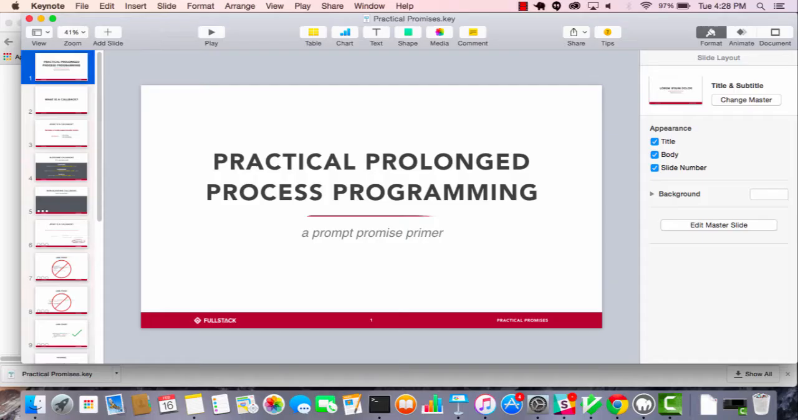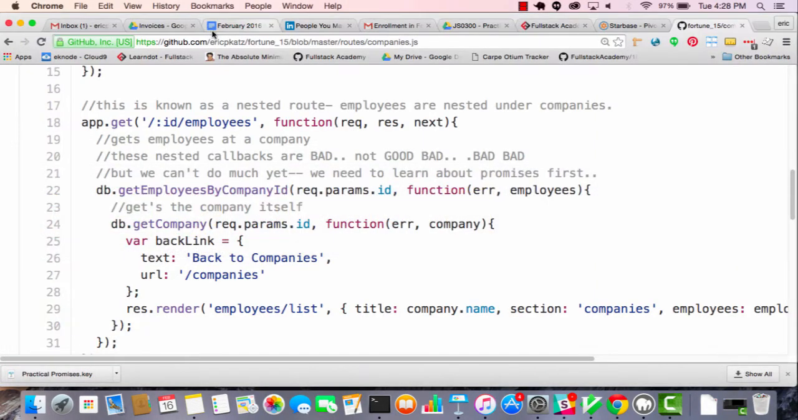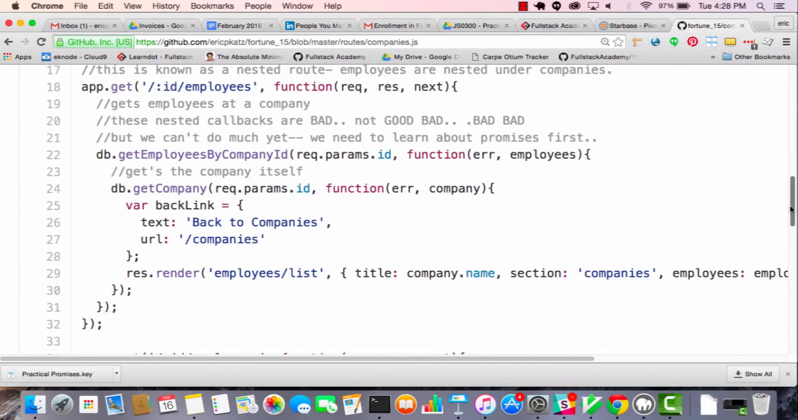Just as an example, I actually pulled up a block of code from something that we had done in one of our Cloud 9 sessions. And this is just something to keep in mind before we look at exactly what promises do. Here we have a route that we're defining, and this is a nested route, where we're giving the ID of a company, and we're going to find information both about the company and about the employees.